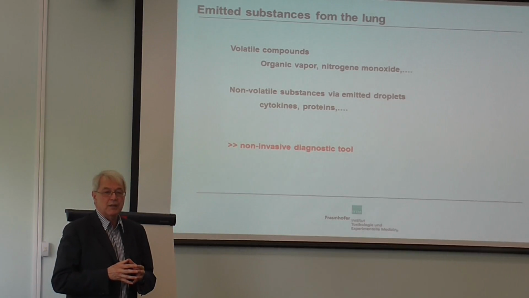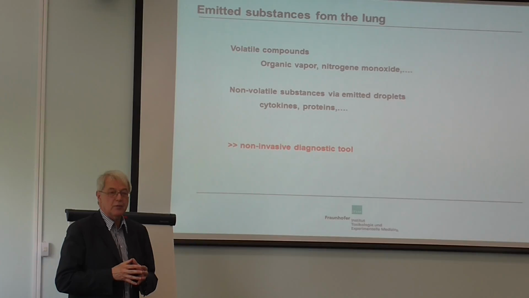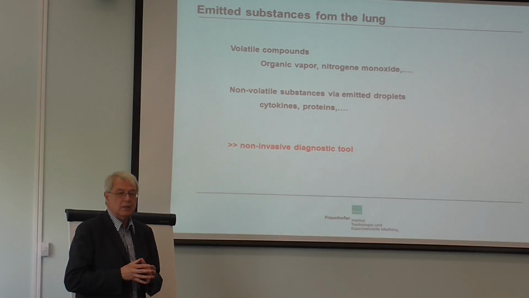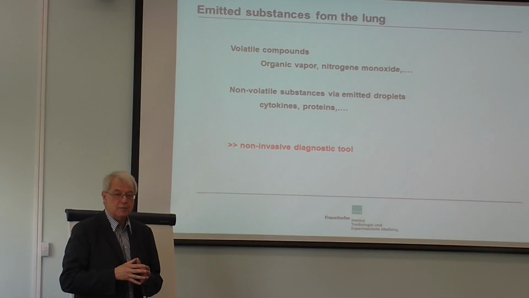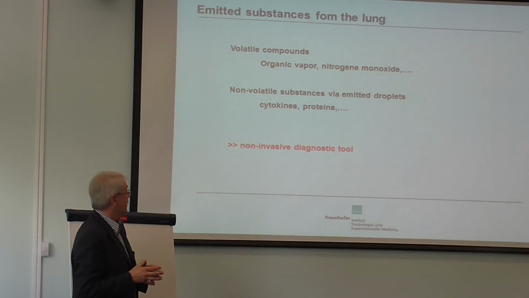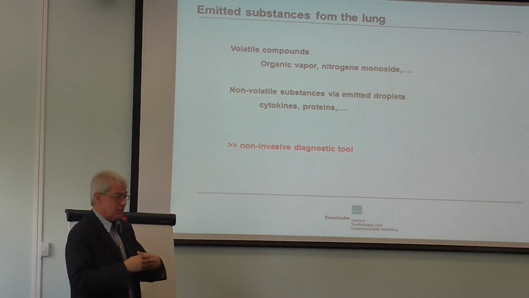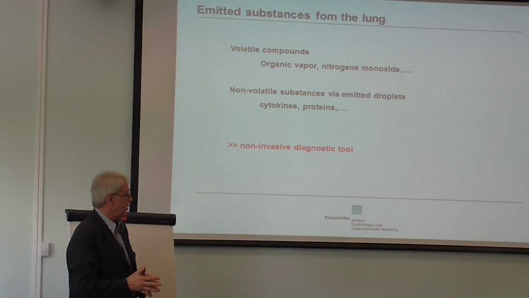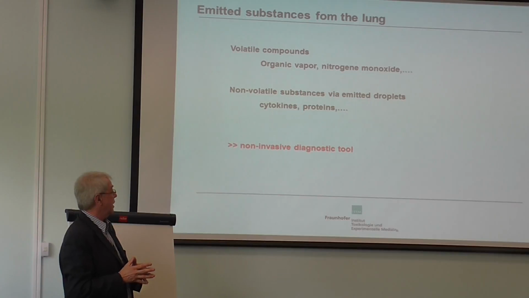Actually, nitrogen monoxide, NO, is an indicator of asthma. So if the concentration of nitrogen oxide in the exhaled air is high, then the person suffers from a more severe asthma as opposed to when the concentration is low. So these are for volatile substances, that are vapors.